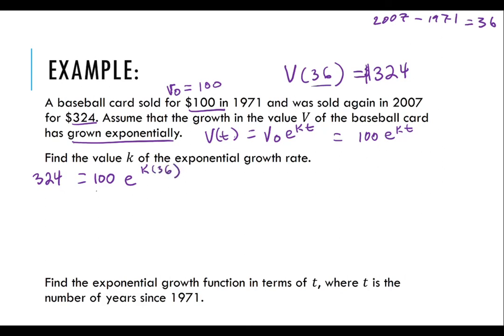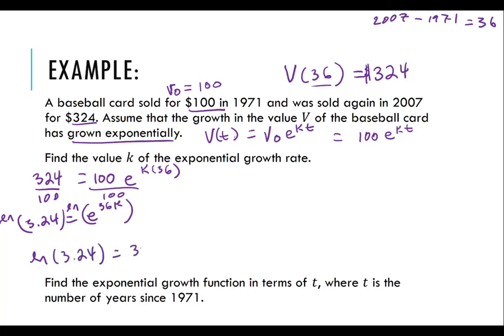Then we just need to solve for k, so divide both sides by 100. I get 3.24 is equal to e to the 36k. Then I'm going to take the natural log of both sides. I get that the natural log of 3.24 is equal to 36k times the natural log of e, but the natural log of e is of course 1, and so we get that the natural log of 3.24 is equal to 36k.